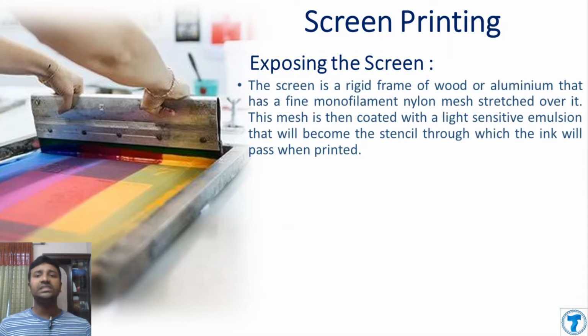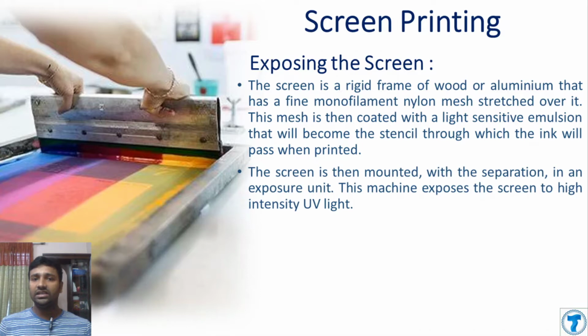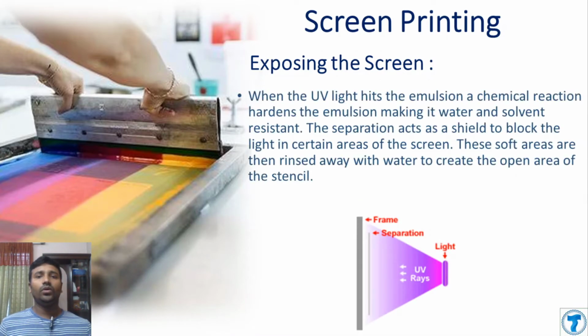A screen is a rigid frame of wood or aluminium that has a fine monofilament nylon mesh stretched over it. The mesh is then coated with a light sensitive emulsion that will become the stencil through which the ink will pass when it is printed. The screen is then mounted with a separation in an exposure unit. The machine exposes the screen to high intensity UV light. When the UV light hits the emulsion, a chemical reaction hardens the emulsion, making it water and solvent resistant.